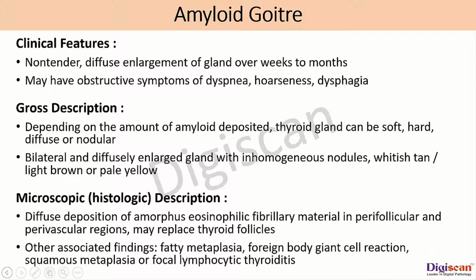Microscopically, there is diffuse deposition of amorphous eosinophilic fibrillary material in perifollicular and perivascular regions, which may replace thyroid follicles. You can have other associated findings like fatty metaplasia, a foreign body giant cell reaction, squamous metaplasia, or focal lymphocytic thyroiditis.